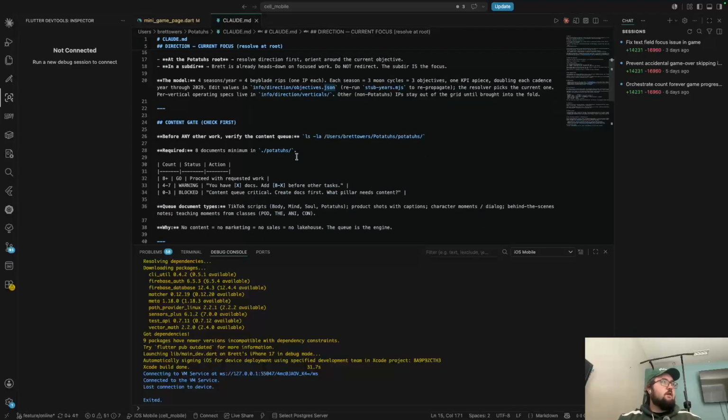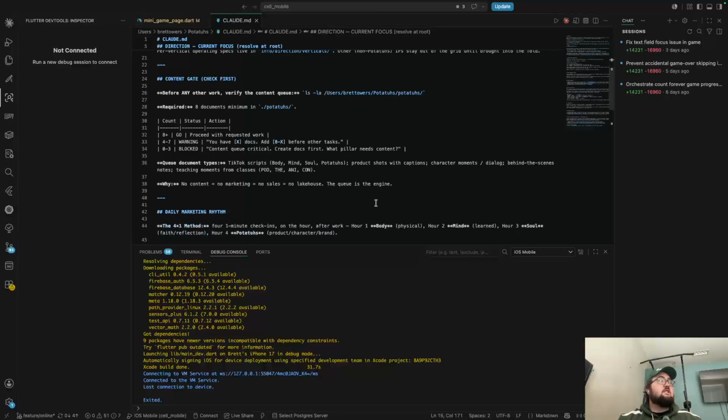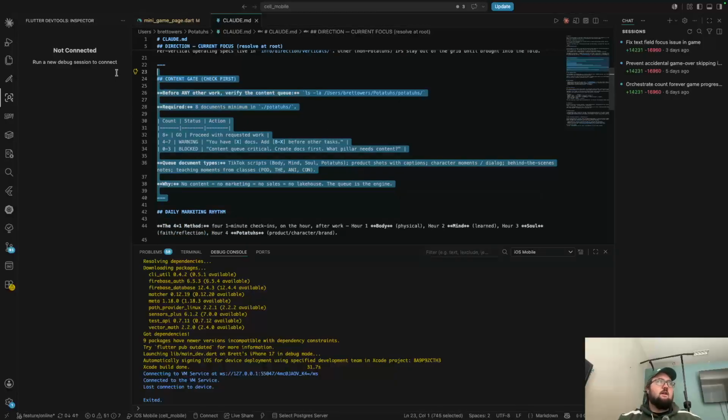So before any other work, please verify the contents of the potatoes queue. 8 documents minimum in potatoes. Yeah, like this, didn't want it at all. Like this was me thinking that I wanted Claude, when I wanted to do work, to tell me to work out. I've developed that habit now based on the project.